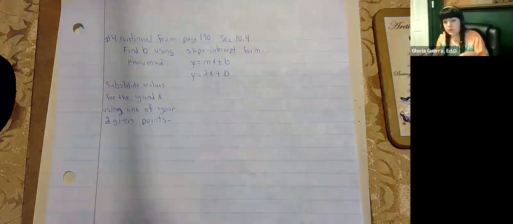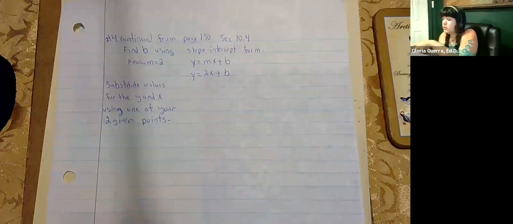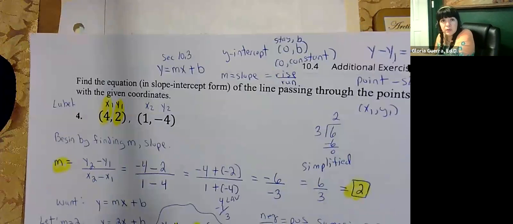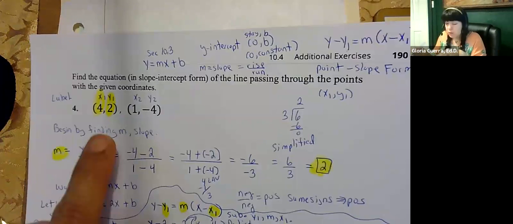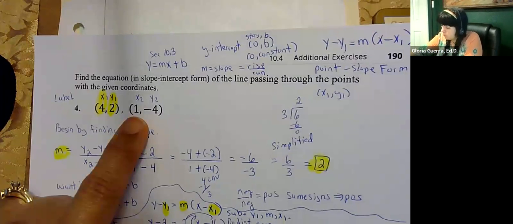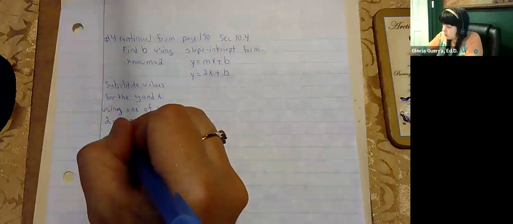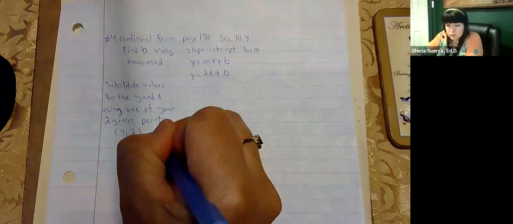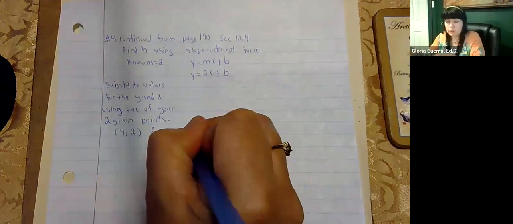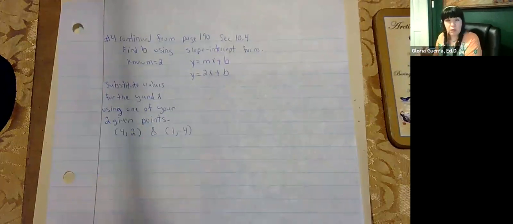So remember they gave us these points. Remember they gave us in this problem 4, 2, and 1, -4. Remember they gave us that? They gave us 4, 2, and they gave us 1, -4. Okay, so you can just pick one of them. I'll do both of them. I'll show you both of them. They both will give you the correct B, and you just pick one of them.